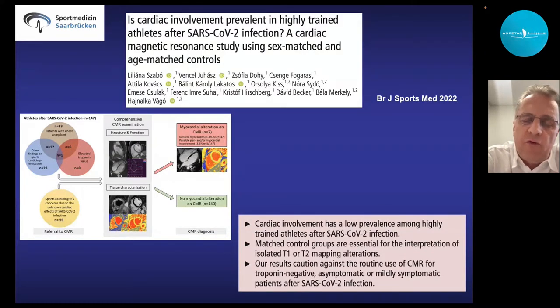And after a really thorough comparison between both groups and between the findings and findings in case of other viral diseases, the conclusion from this investigation was that the cardiac involvement in COVID-19 disease is rather low. And they caution against the routine use of cardiac MRI in asymptomatic football players and asymptomatic athletes.